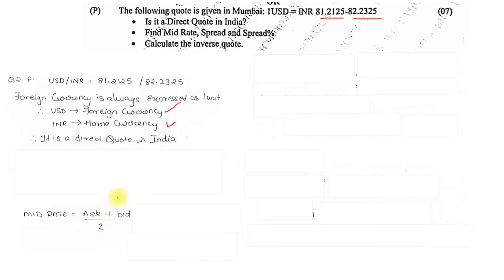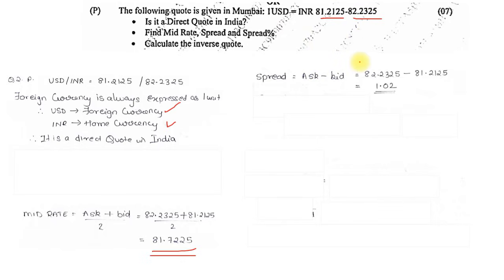Second, find mid rate. Now, the formula for mid rate is ask plus bid divided by 2. Ask rate is 82.2325 and bid rate is 81.2125, divided by 2. We will get the value as 81.7225. Next, find the spread. Spread is ask minus bid. So 82.2325 minus 81.2125. The value comes to 1.02.